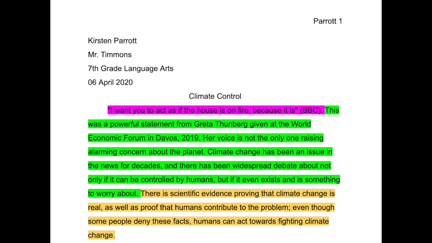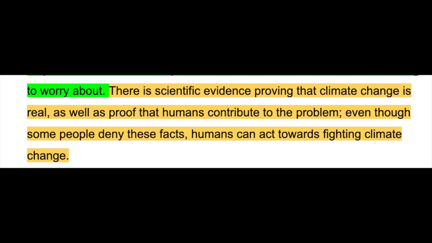And then at the end of the paragraph, you'll see in orange is the thesis statement. That's where you state your argument, you give your reasons in general, you state the opposing side in general, and then kind of like what your solution is or why they are wrong. Mine says there is scientific evidence proving that climate change is real, as well as proof that humans contribute to the problem. So those are my 2 big reasons.